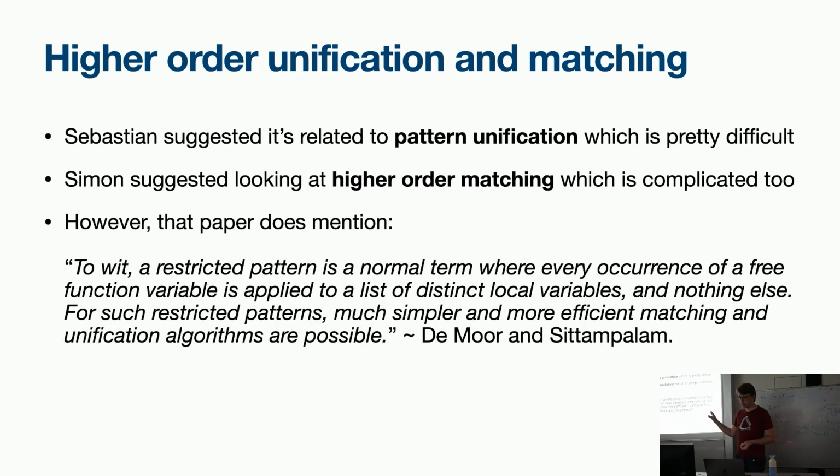But there was one part of the paper which is interesting. This is a quote from the paper. To wit, a restricted pattern is a normal term where every occurrence of a free function variable is applied to a list of distinct local variables and nothing else. For such restricted patterns, much simpler and more efficient matching and unification arguments are possible. So this is like Fermat's last theorem, I believe, the proof doesn't fit in this paper, but yeah, that suggests that it might actually be a lot simpler than both of these problems to do the intersection, basically.